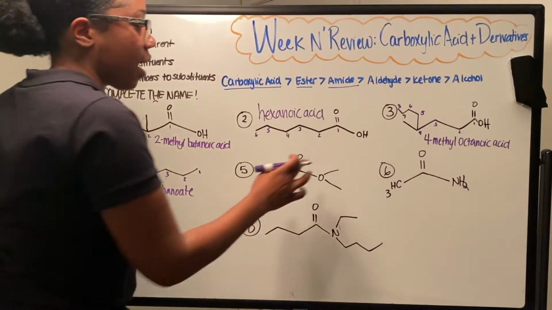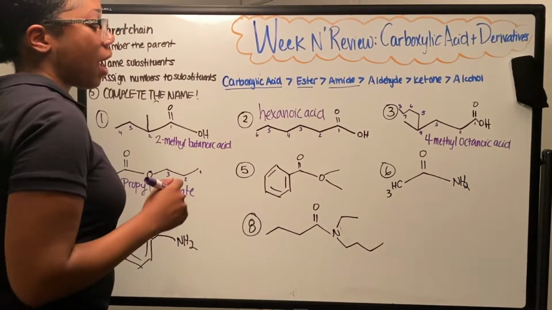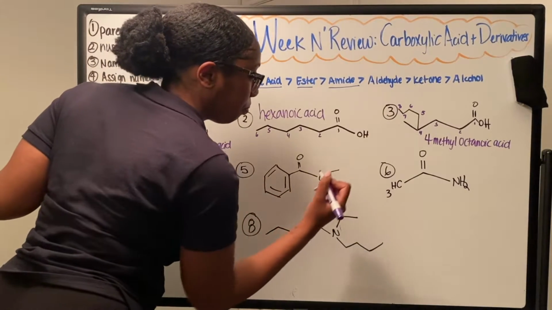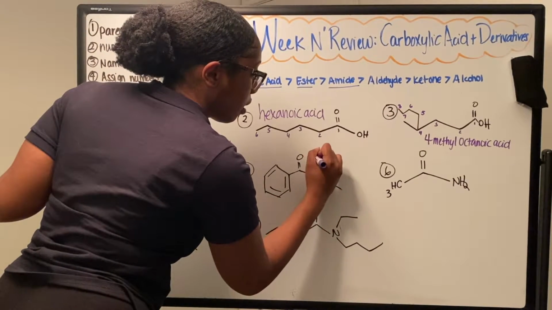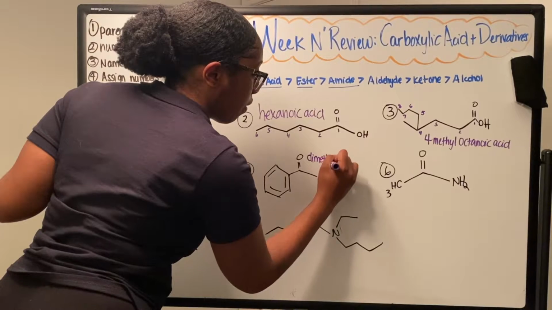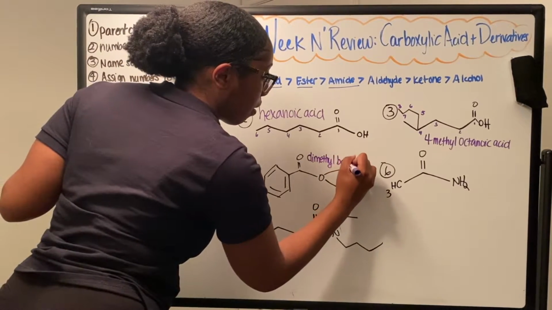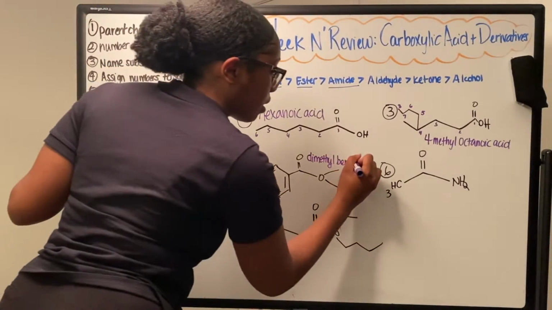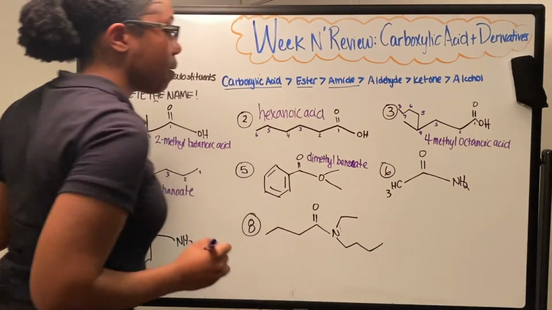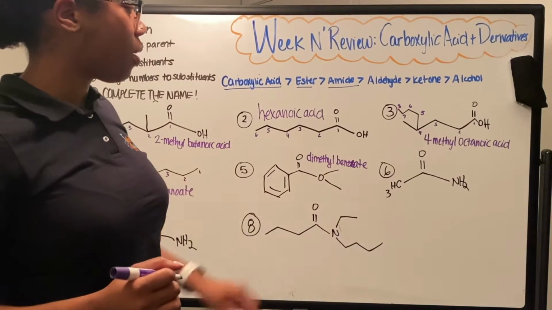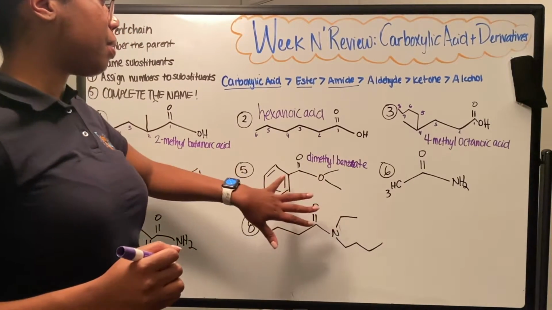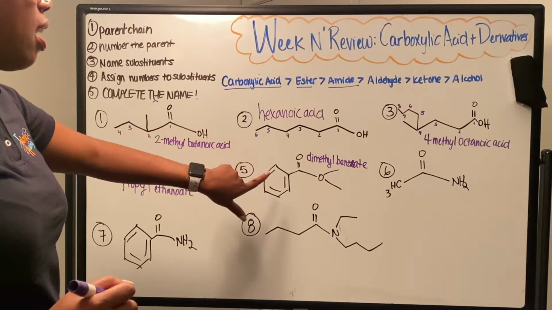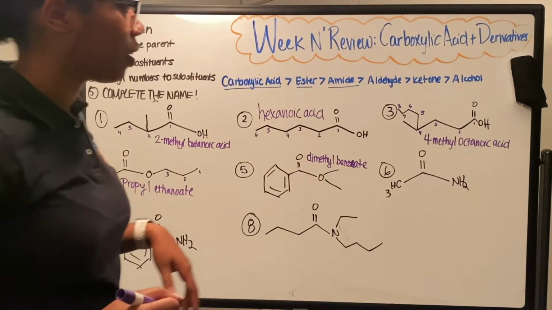Now let's do this one here. On this one, we have 2 methyl groups coming out, and then we have it attached to a benzene ring, right? So this is simply going to be dimethyl benzoate. So we have 2 methyl groups attached, and then we name the part that's attached to the double bonded O, which is just a benzene ring, okay?